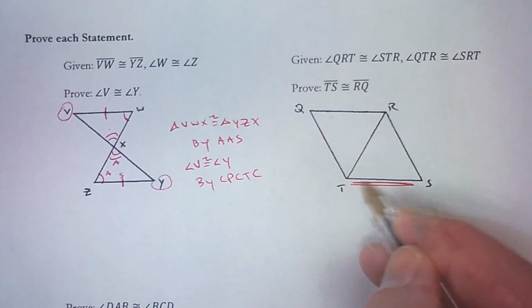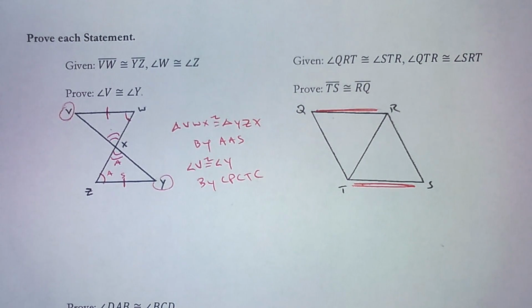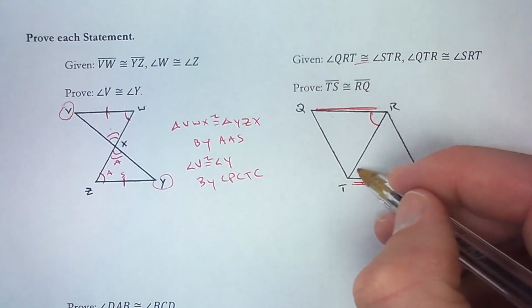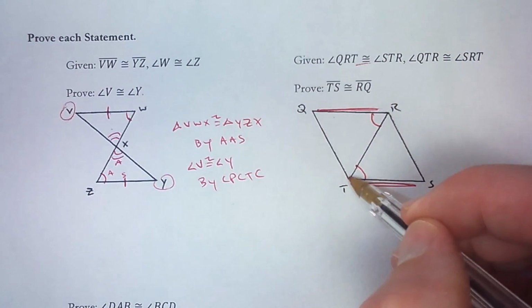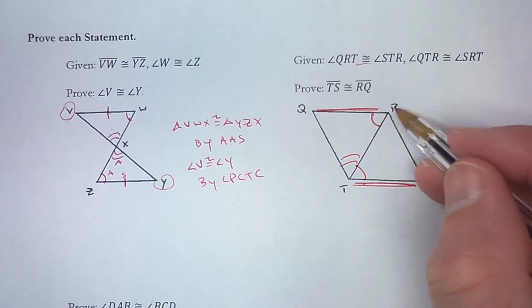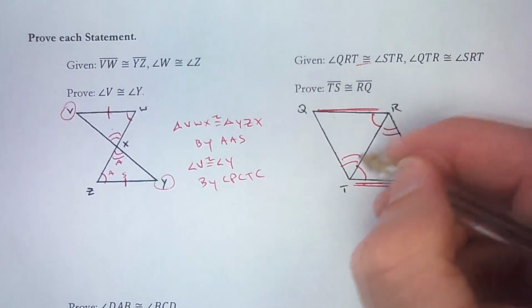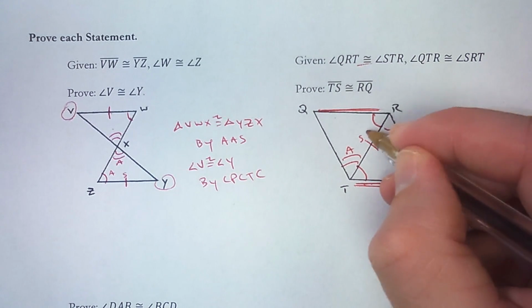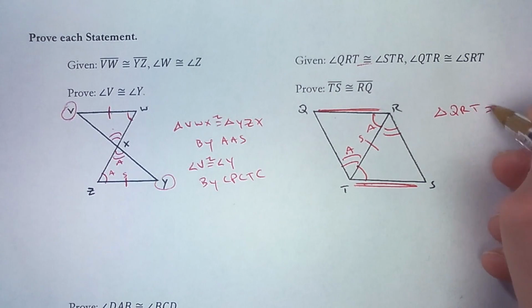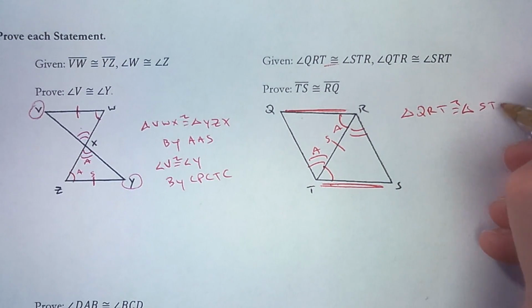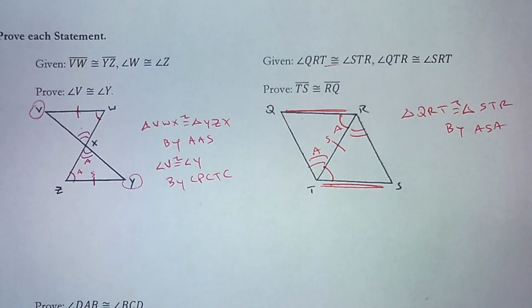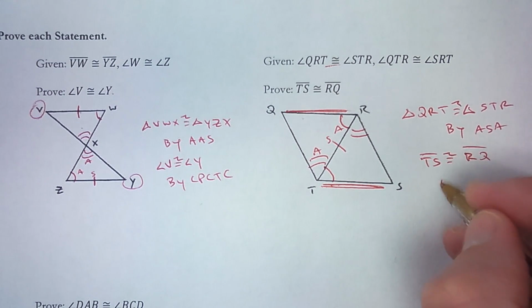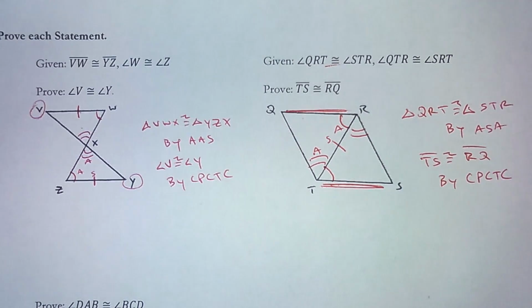Here I'm trying to prove that segment TS is congruent to segment RQ. First I need to show that the triangles are congruent. So angle QRT is congruent to angle STR. Angle QTR is congruent to angle SRT. These triangles also share side TR. So it looks like these triangles are congruent by angle, side, angle. So triangle QRT is congruent to triangle STR by angle, side, angle. Now I can say corresponding parts are congruent. So segment TS is congruent to segment RQ because corresponding parts of congruent triangles are congruent.